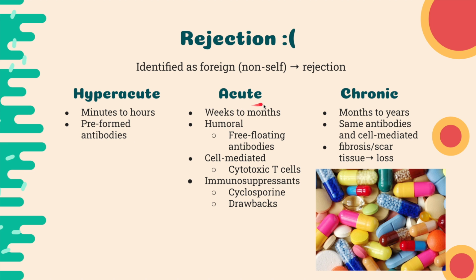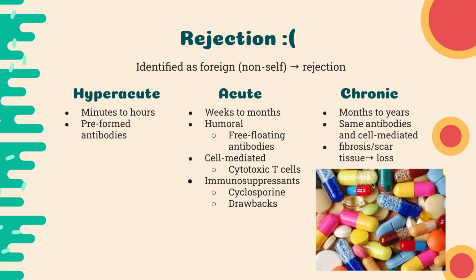The next is acute rejection. This happens weeks to months after the transplant. There are two categories. One is humoral, which is when free-floating antibodies cause the attack of the organ, and the other is cell-mediated, where cytotoxic T cells go in and specifically target the organ cells to kill them. This can actually be controlled, they realized in the 1980s, by immunosuppressants that suppress the immune system, such as cyclosporine, but there are drawbacks.